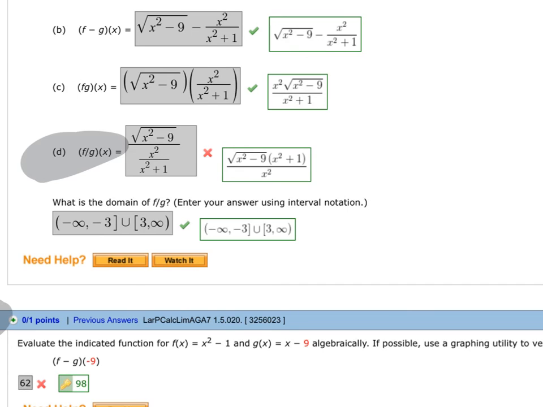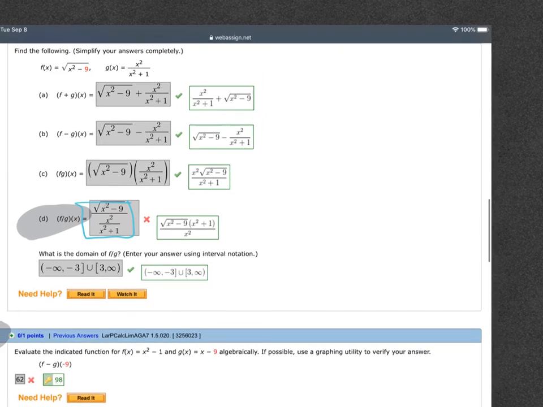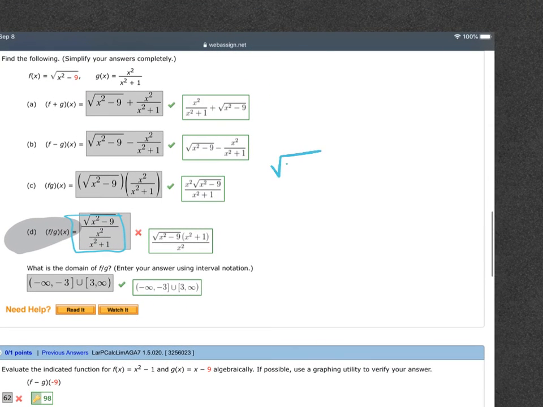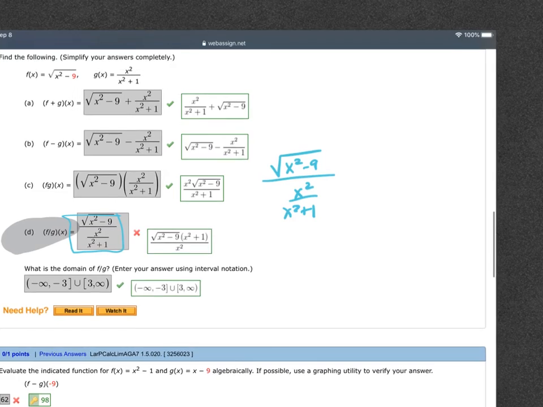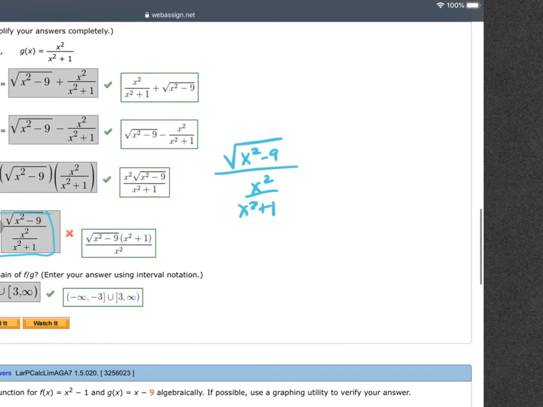So you left it like as two fractions, which WebAssign didn't like, right? You have to simplify it. So I think this was right. f was in the top, x squared minus 9 over g of x, squared plus 1. The setup was right, but then you had to keep going. So from there, I would do keep, change, flip. This is my denominator, so I keep the top, change it to multiplication, and then flip.